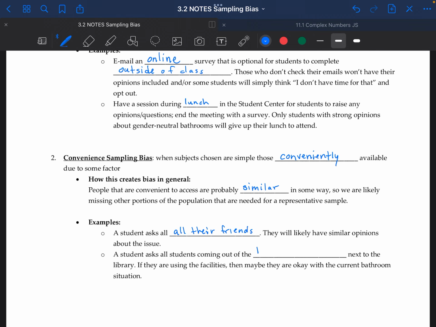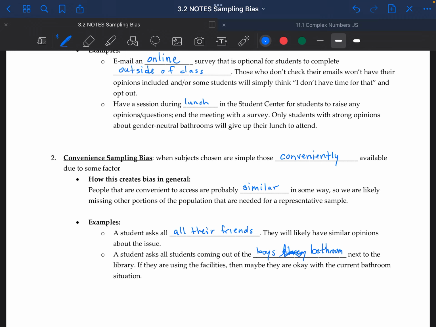Or a student asks all the students coming out of the boys' bathroom next to the library. If they're using the facilities, then maybe they're actually okay with the current situation here. You might actually want to be talking to people who are afraid to go to the bathroom. And the fact that it's a boys' bathroom might mean that they're dealing with people who identify as male and aren't really concerned with the fact that there aren't gender neutral bathrooms at all.